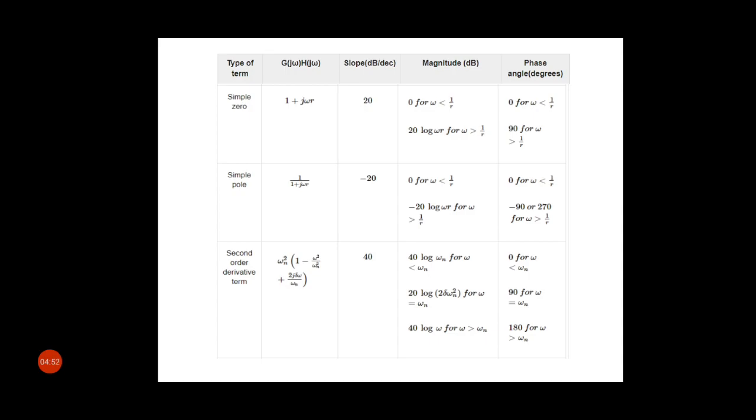Okay, now if we have a second order term, that means if we have G(jω)H(jω) like this, ωn² divided by (ωn² minus ω² plus 2ζjωωn), in that case our slope will be 40 dB per decade and the magnitude will be 40 log ωn for ω less than ωn, 20 log 2ζωn² for ω equal to ωn, and 40 log ω for ω greater than ωn. And in the case of phase angle, it is 0 for ω less than ωn, 90 for ω equal to ωn and 180 for ω greater than ωn.